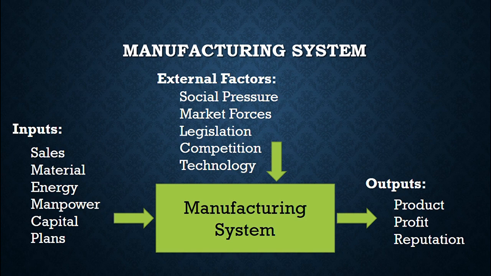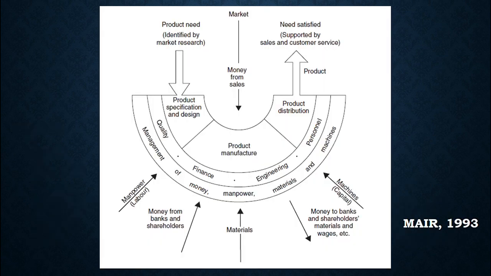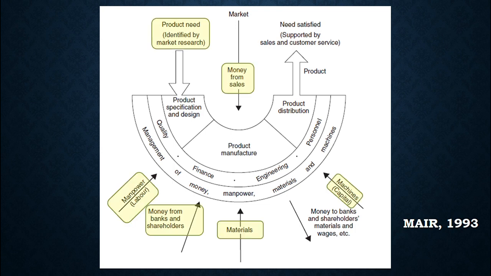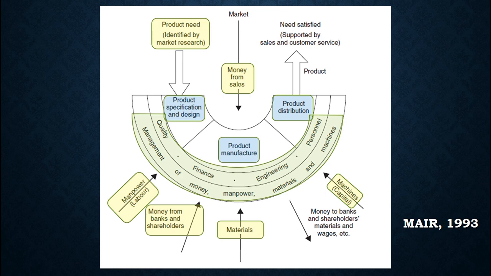Another representation of a manufacturing system, for those who belong to the industry or are aspirants, is this model by Mayer. As input to the system, market demand, manpower, money, material and machines would come. These inputs will be processed by certain steps such as setting up the product specification, manufacturing the product and distributing it. Also, there is a whole force of quality, finance, engineering and personnel that manages the input while processing.